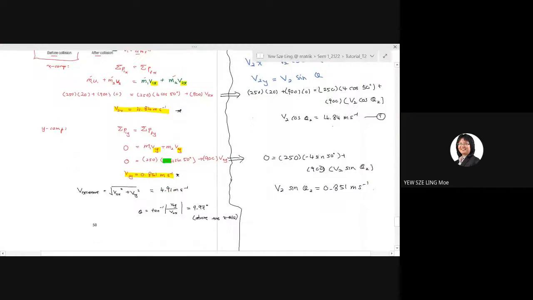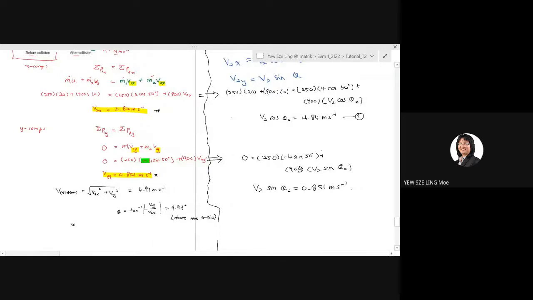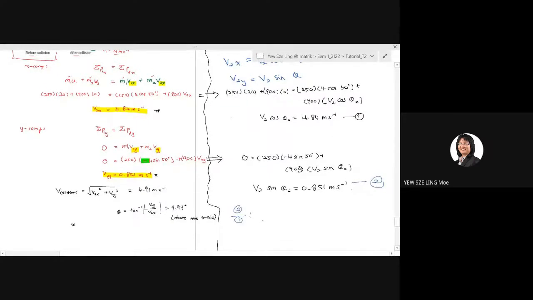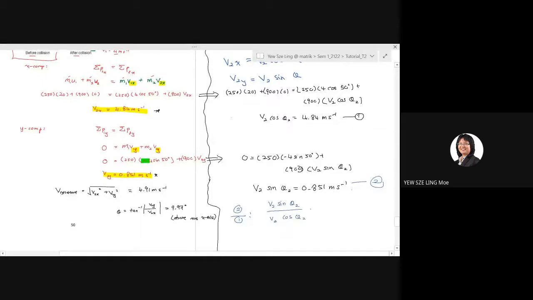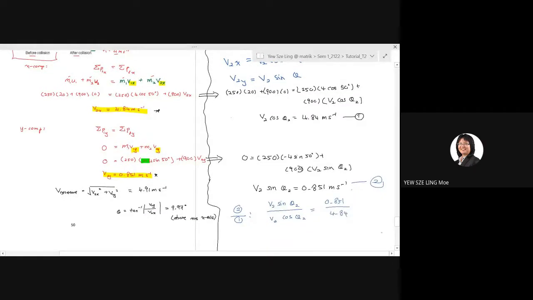Just that when it comes to the second method that I use, as shown on the left hand side, how should I solve the question? Now I have equation 1, I have equation 2. So what am I going to do? Now I want to use equation 2 divided by equation 1. So I will have V2 sine theta 2 divided by V2 cos theta 2, which equals 0.851 divided by 4.84.